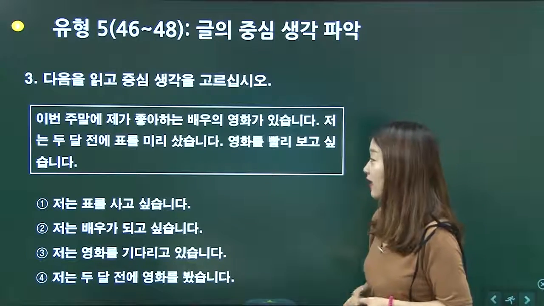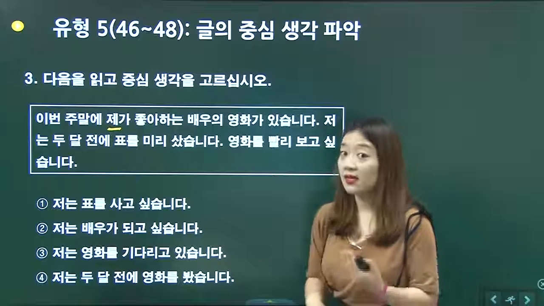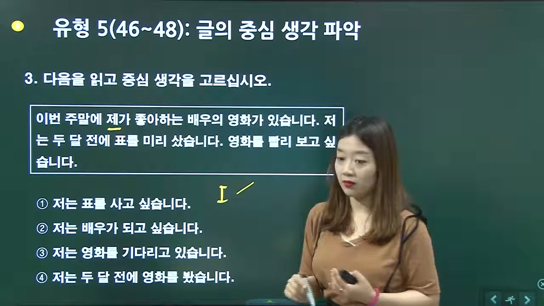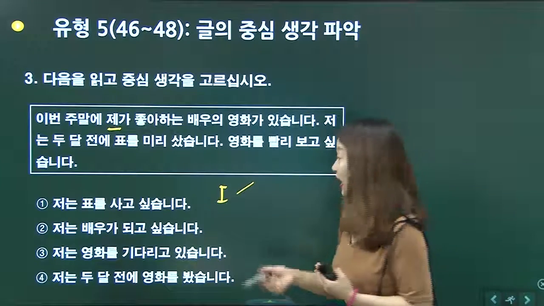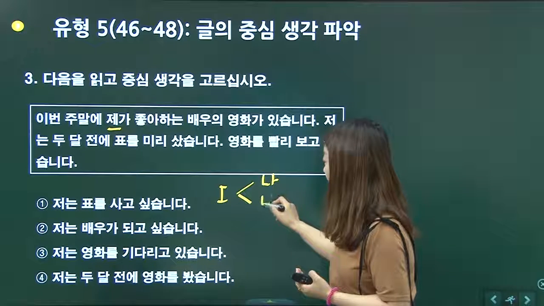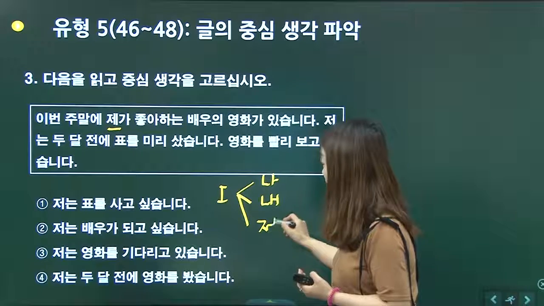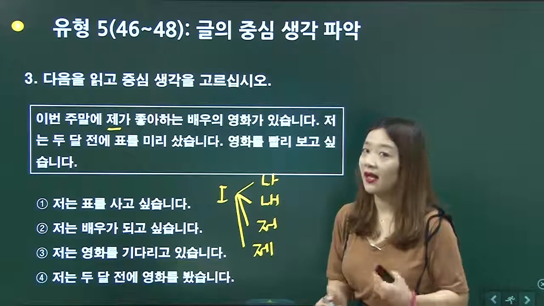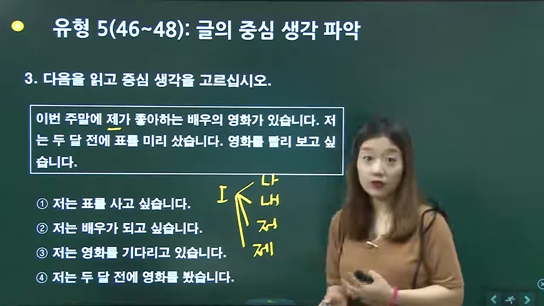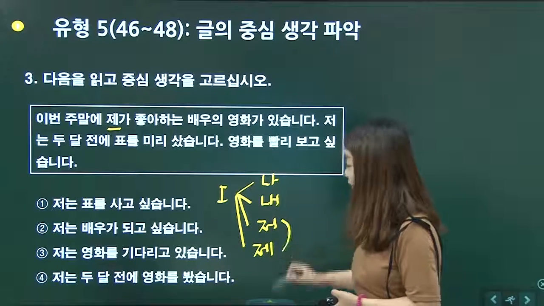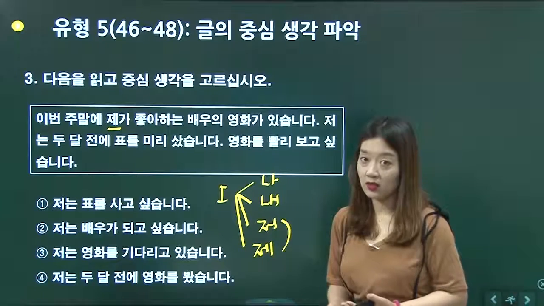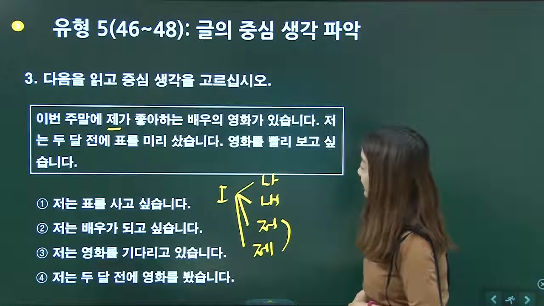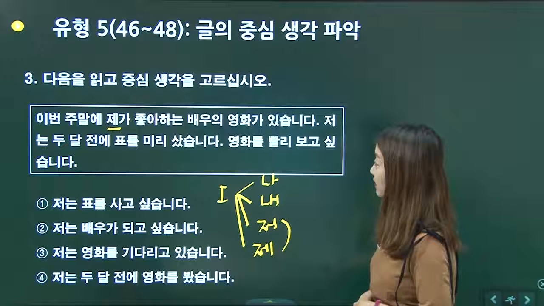이번 주말에 제가 좋아하는. 제 means I. So in Korean, there are different ways to express I. 나, 내가, 저, 제가. These all mean I, but they are used in different ways, okay? 저 and 제 are much more polite words, and 나 and 내 are much more casual words, okay? Good. And 제가 좋아하는 배우의 영화가 있습니다.